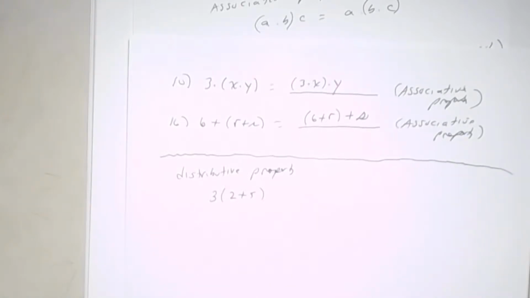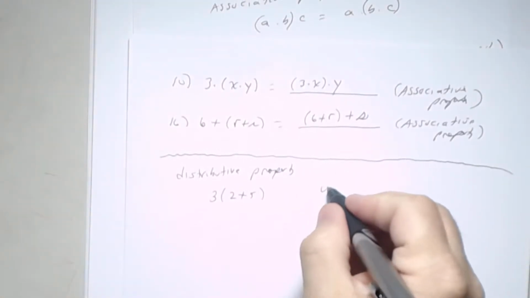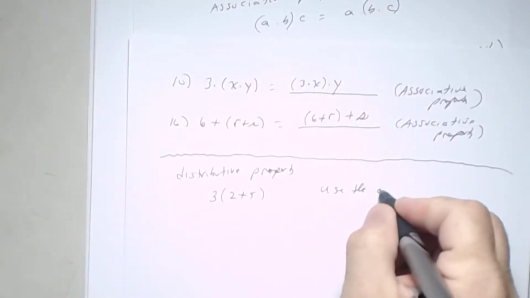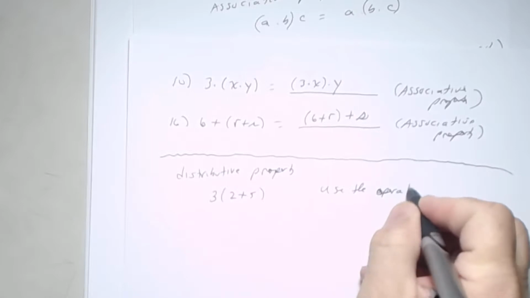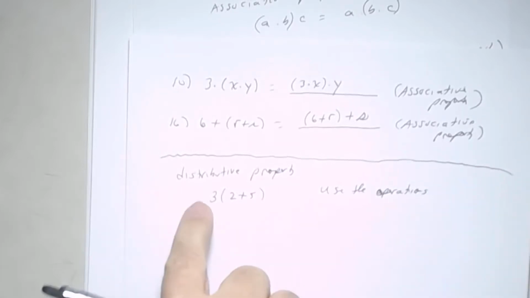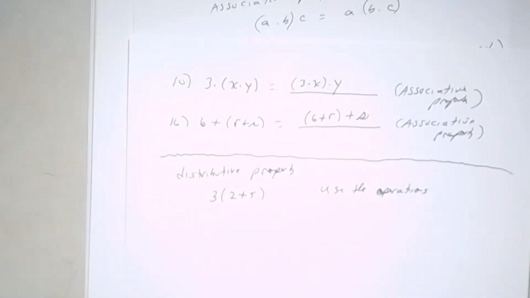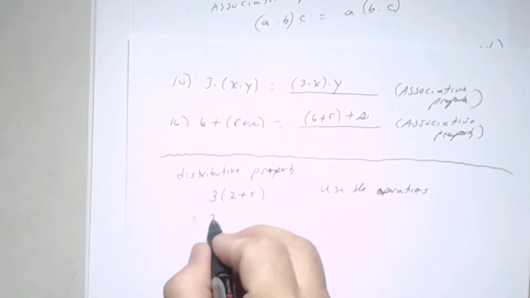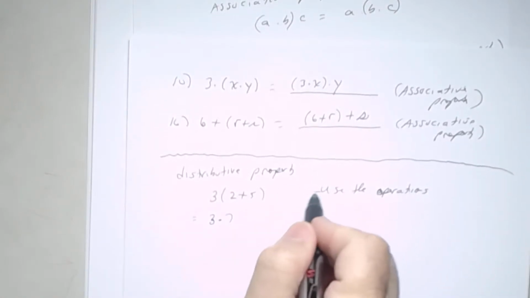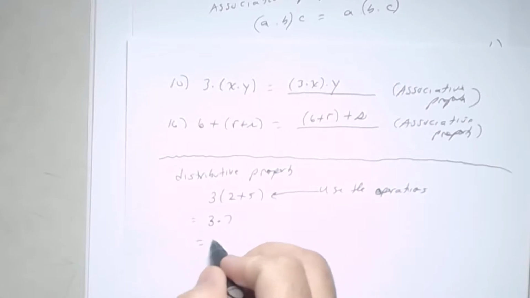Now in the worksheet you just turned in, if the direction says use the order of operations, could you use a distributive property? No. The distributive property is not part of the order of operations. So if it said use the order of operations, what did you have to do first? Parentheses. 2 plus 5 is 7. So that's 3 times 7. And so that'll be 21.